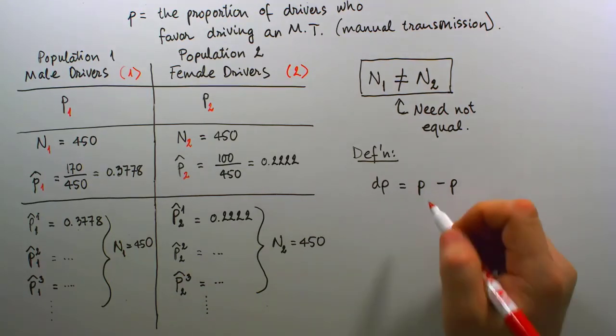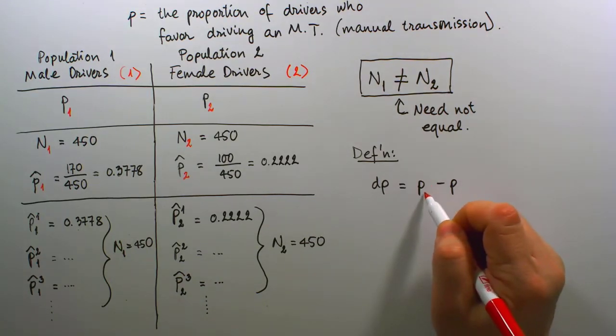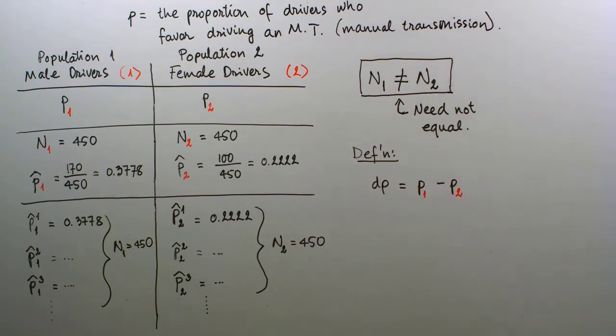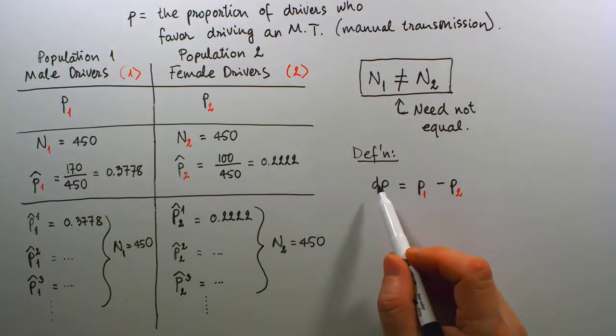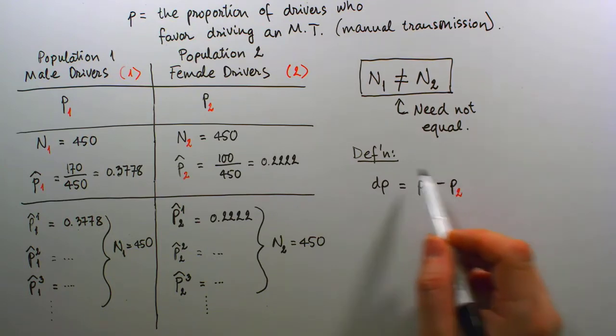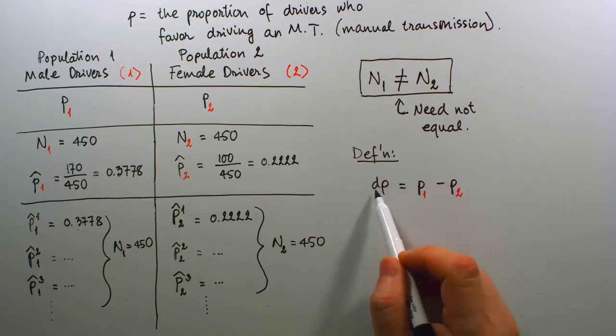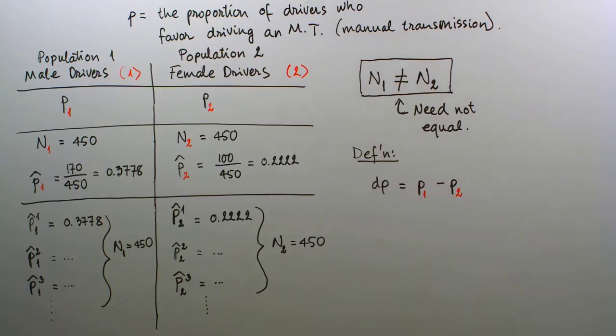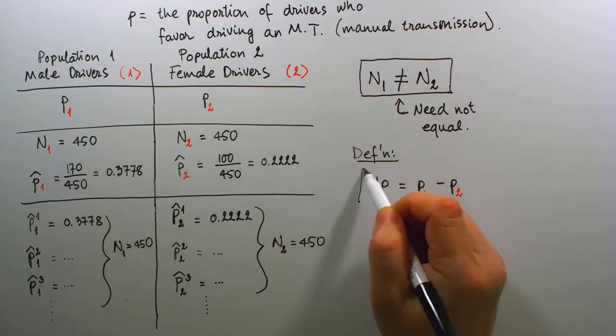And as a matter of fact, I should have labeled these subscripts with red ink. And so dP for now is simply a definition. So D here is intended for difference. So dP is defined as the difference between P1 and P2. So it's a definition to pay attention to.